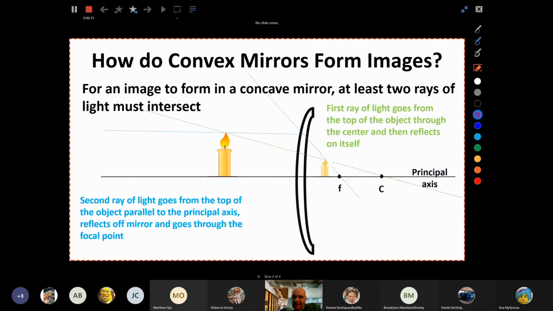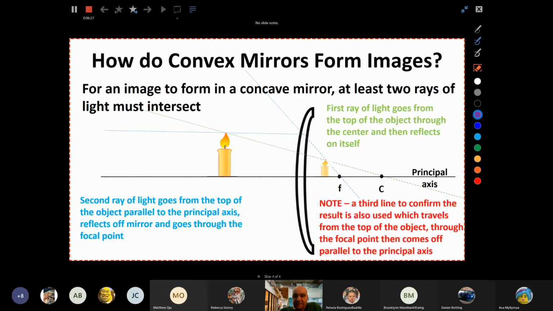And the image is smaller than the object, it's virtual, it's a lot closer to the mirror. What am I forgetting? And it's upright. That third line to confirm it.